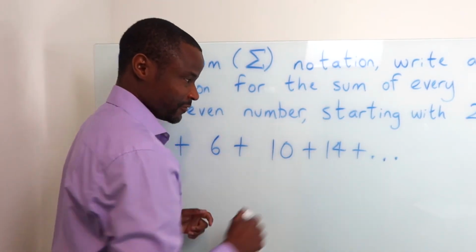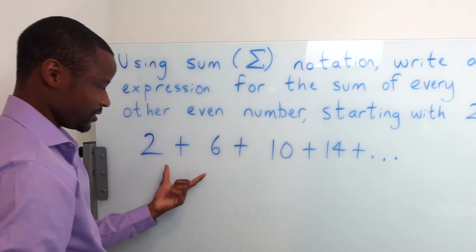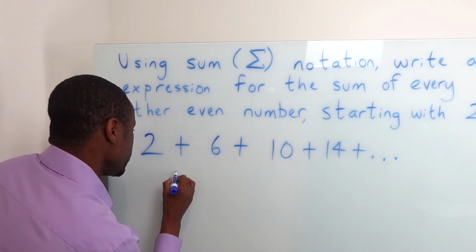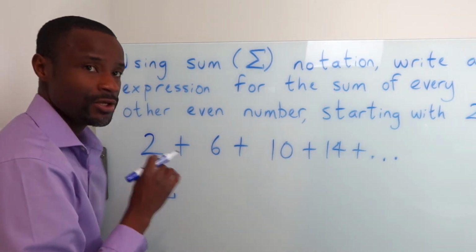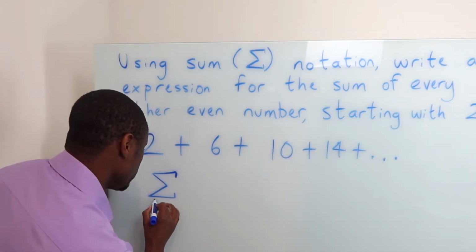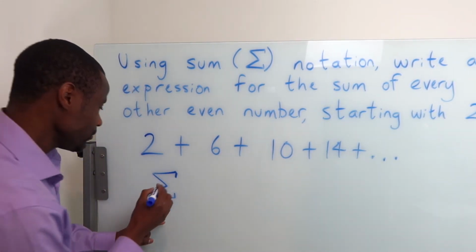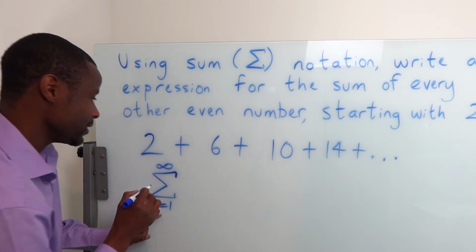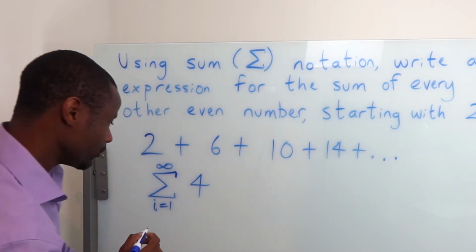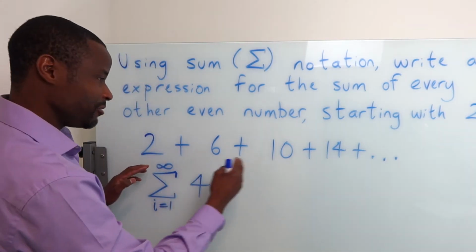So now that we have the first few terms here, we first look at the common difference, which is 4, because we're skipping every other even number. That common difference is a huge part of the sum notation we're going to write. We're going to start with 1, but we don't always have to, as we're going to see later on. We're going all the way to infinity because obviously the series never ends. The 4 is going to be the coefficient of the index because we're adding 4 to each term.